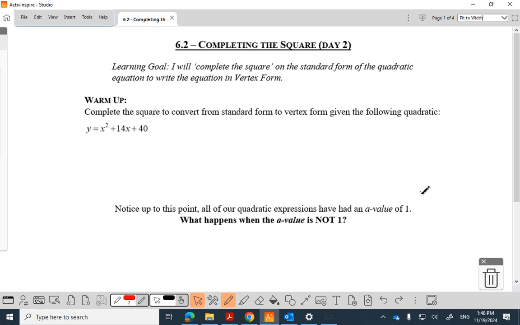Completing the square, day 2. As promised, more difficult. To make sure we're ready to handle the more difficult situation, let's go over one from yesterday really fast to refresh your brain on completing the square.